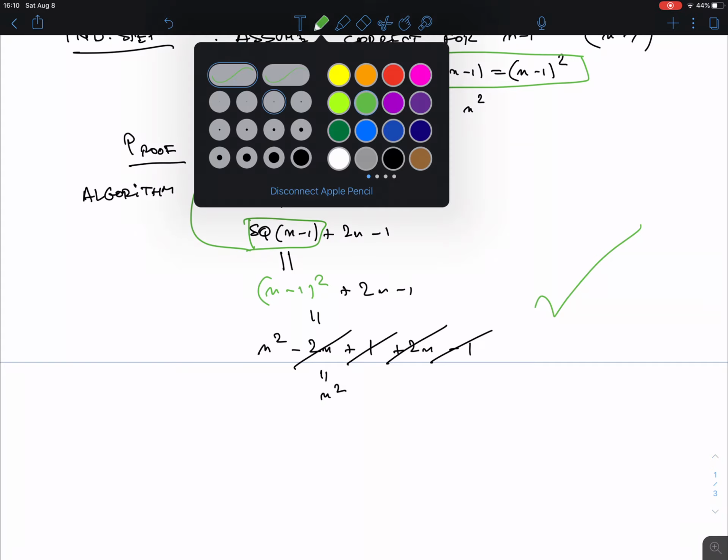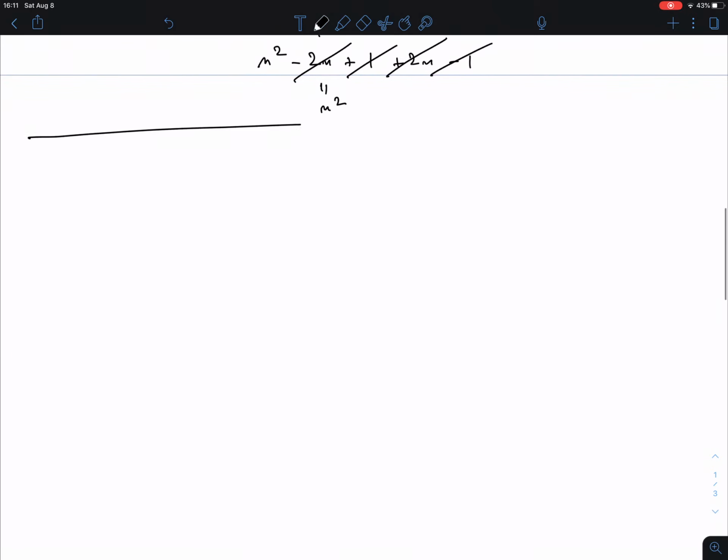Okay, so let me give you an example of a little bit more complicated one here.